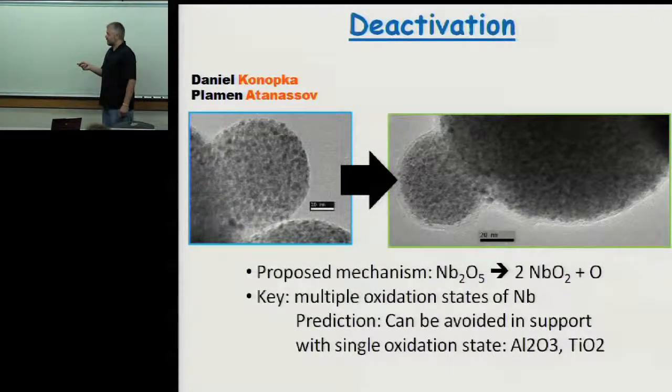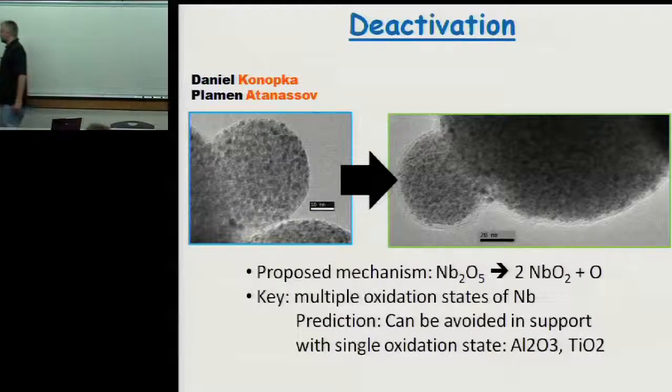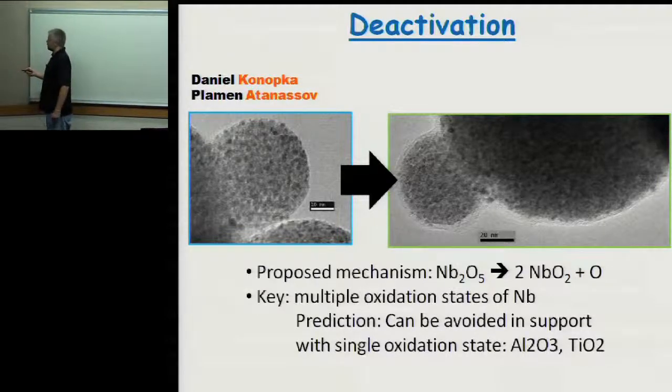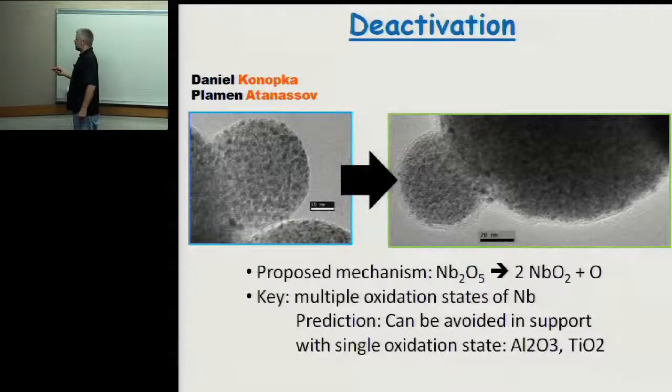And so it turns out that we proposed from the calculations that oxidized niobium forms right at that rim here, goes into a reduced form, and then there's some atomic oxygen.